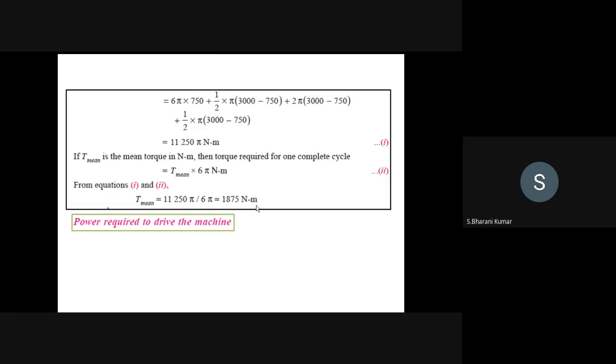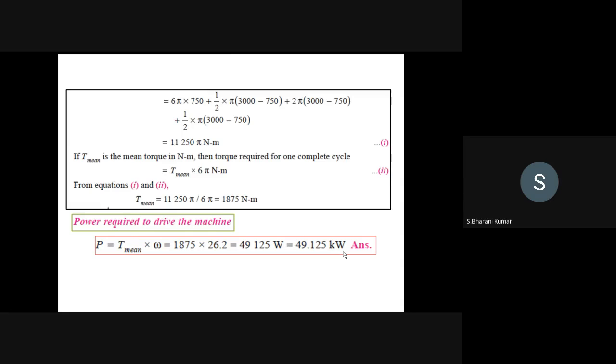The next one is the power required to drive the machine. P equals T into omega, that is, T mean into omega. 1875 into omega, whose value is already found from the given RPM, 26.2. We get 49,125 watts, which is 49.125 kilowatts.